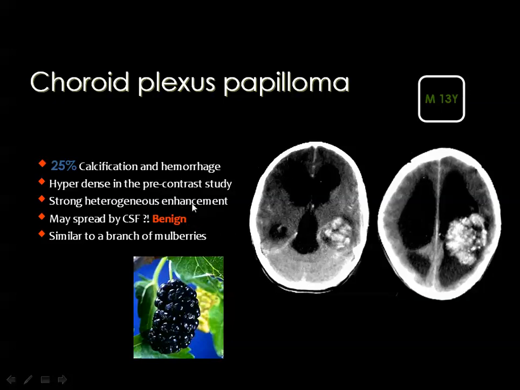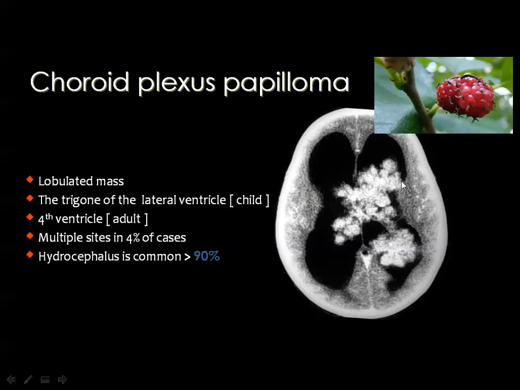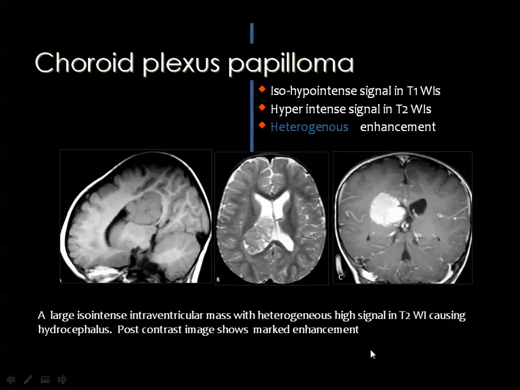Whenever you inject contrast media, it will show a strong heterogeneous enhancement. The strong enhancement because of the hypervascularity, and the heterogeneous enhancement because of the frequent areas of bleeding inside the tumor. Then this tumor has a characteristic lobulated surface, which is similar to mulberries. Then you see this classic appearance of choroid plexus papilloma occurring inside the ventricle, and you can see the marked dilatation of the ventricular system due to overproduction of the CSF.